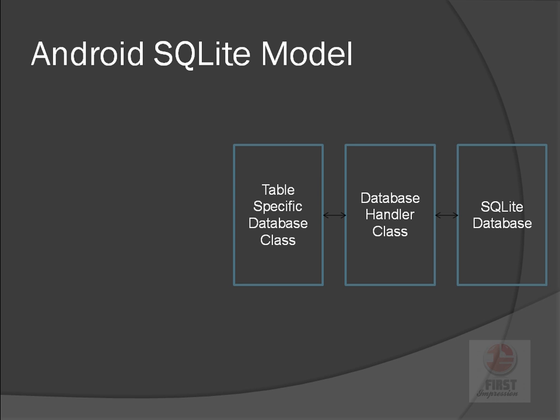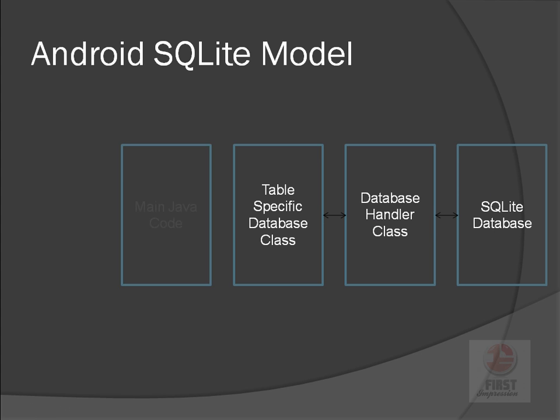For example, if in your database you have three tables, all these three tables will be accessed by a single database handler class, and you will be having three table specific classes which will be accessing the database handler class to execute queries on the three tables in the SQLite database. To give you an example, if you have tables like table 1, table 2, table 3, then you will be having three table specific classes. All these three table specific classes will be using the database handler class. The database handler class will be accessing the database directly.